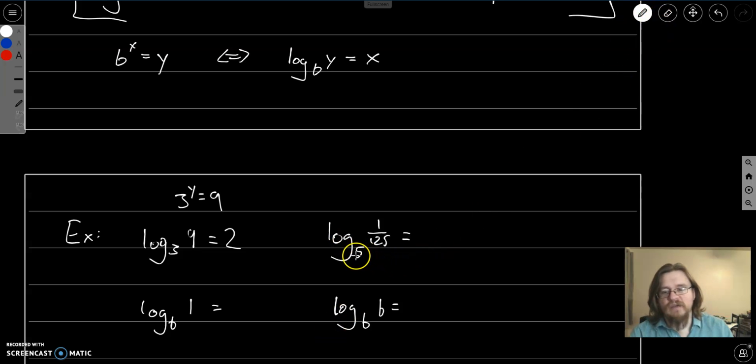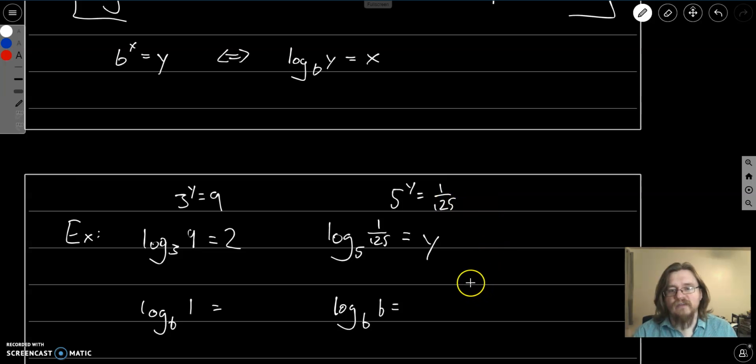Over here we have log base 5 of 1 over 125 is equal to something, and we don't know what it is. So we can turn a logarithm into an exponential by swapping these positions. So it'll be 5 to the y power is 1 over 125. And 125 is 5 to the third power, so 1 over that. This is going to be negative 3.